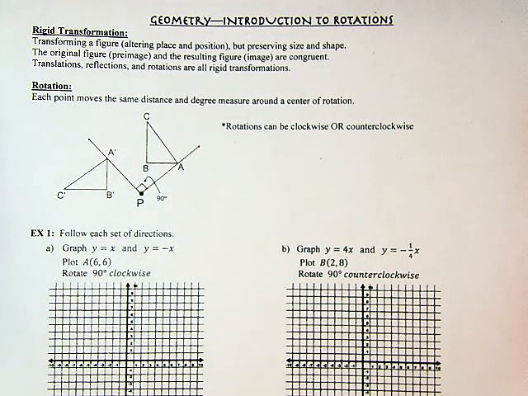All right, so today we are looking at a little introduction to rotations. A rotation belongs to this broader category of a rigid transformation. To be a rigid transformation, that just means that we are altering the place and position, but we still keep the same size and shape. So the original figure, the pre-image, and the resulting figure, the image, stay congruent.